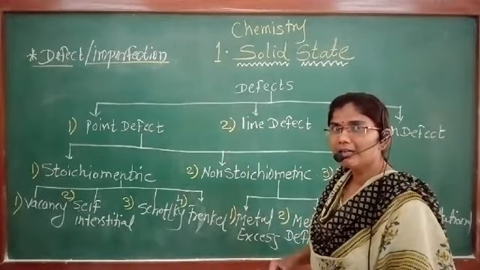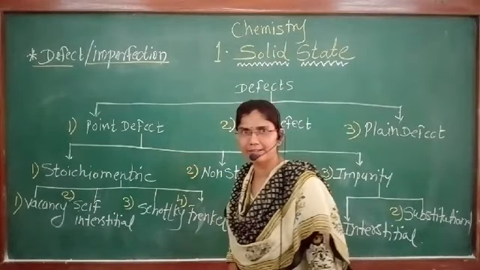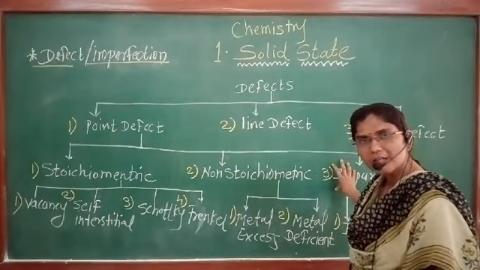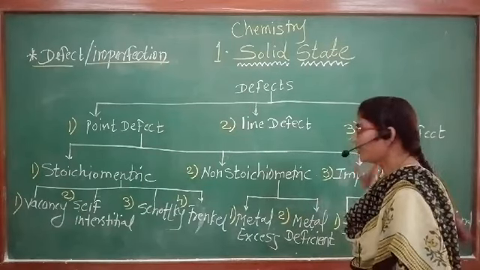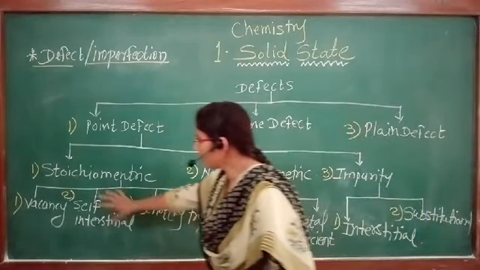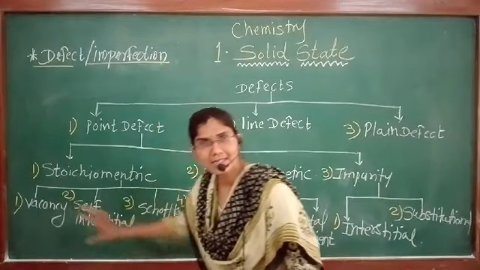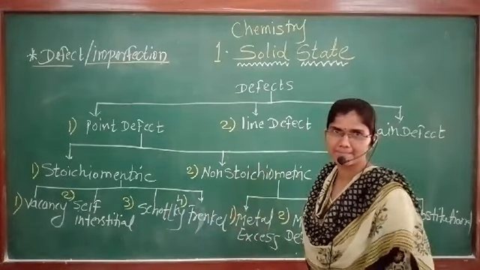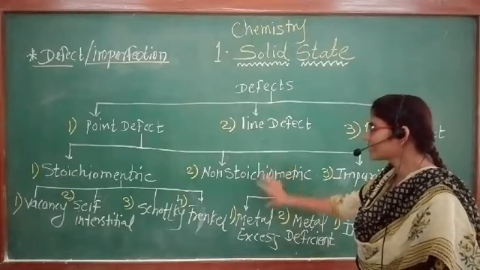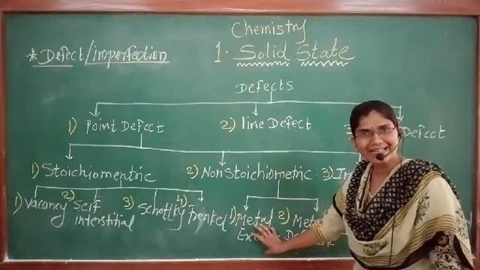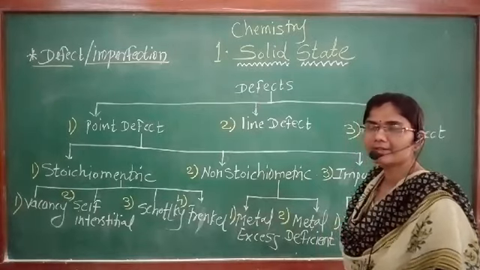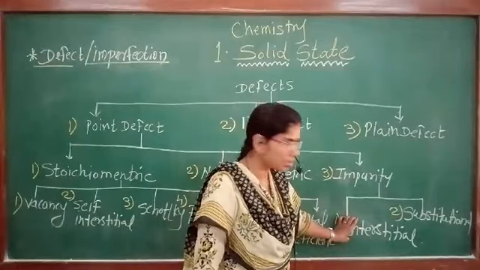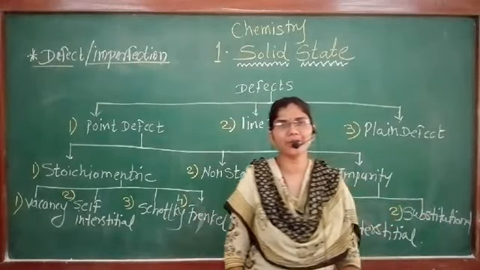Here we have seen the further classification of the point defect. The point defects are classified into three types: stoichiometric defect, non-stoichiometric defect, and impurity defect. Further, the stoichiometric defects are classified into four types: vacancy defect, self-interstitial defect, Schottky defect, and Frenkel defect. Non-stoichiometric defects are classified into two types: metal excess defect and metal deficient defect. The impurity defects are classified into interstitial impurity defect and substitutional impurity defect.